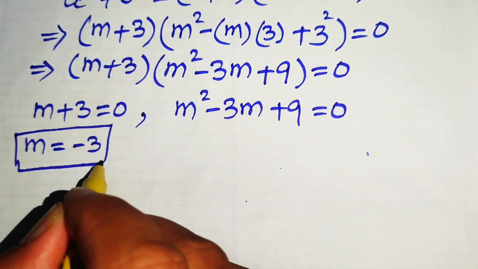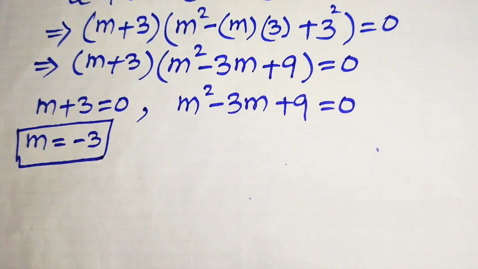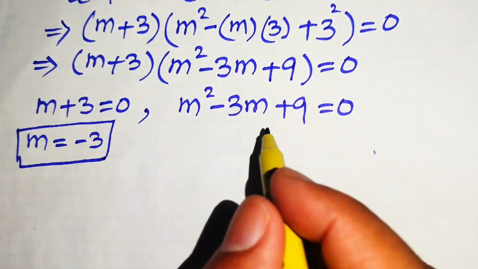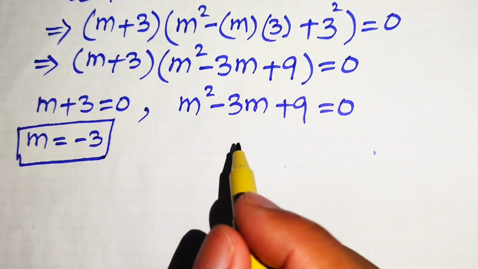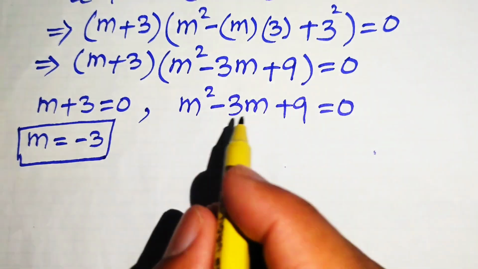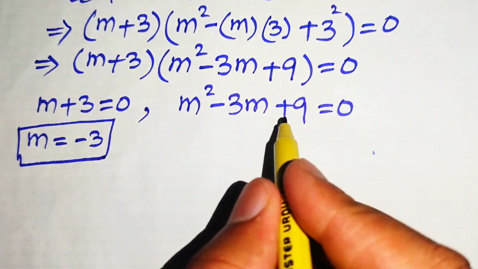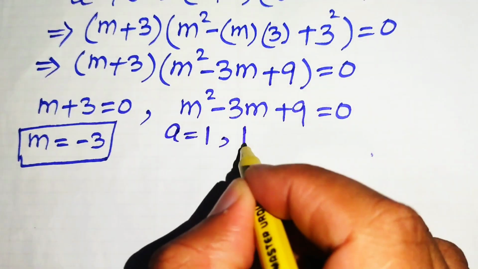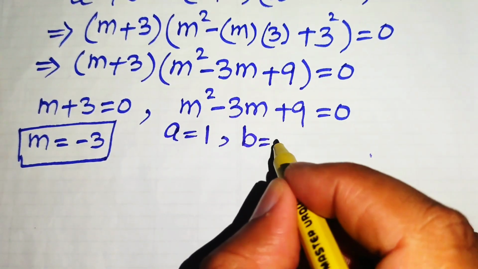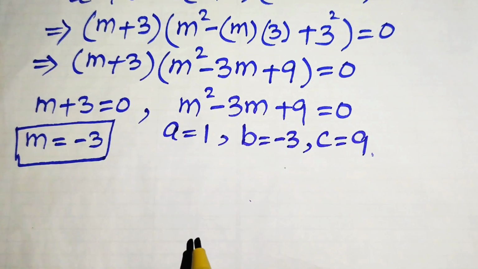So this is the first real root of the given question. Now in order to find the other roots, we need to solve this quadratic equation, so here we use the quadratic formula. In order to apply the quadratic formula, first we need the coefficients of this term. So the coefficients are a equals 1, b equals minus 3, and c equals 9.